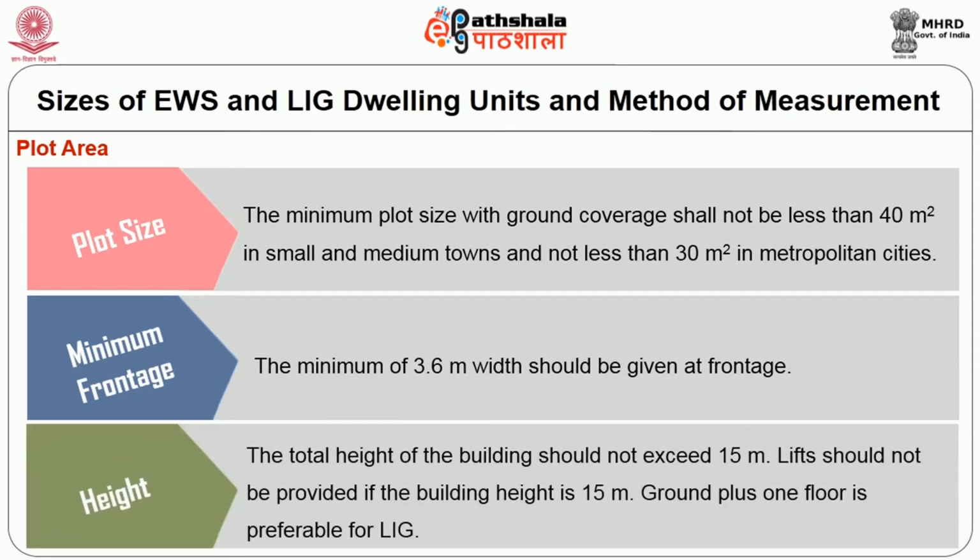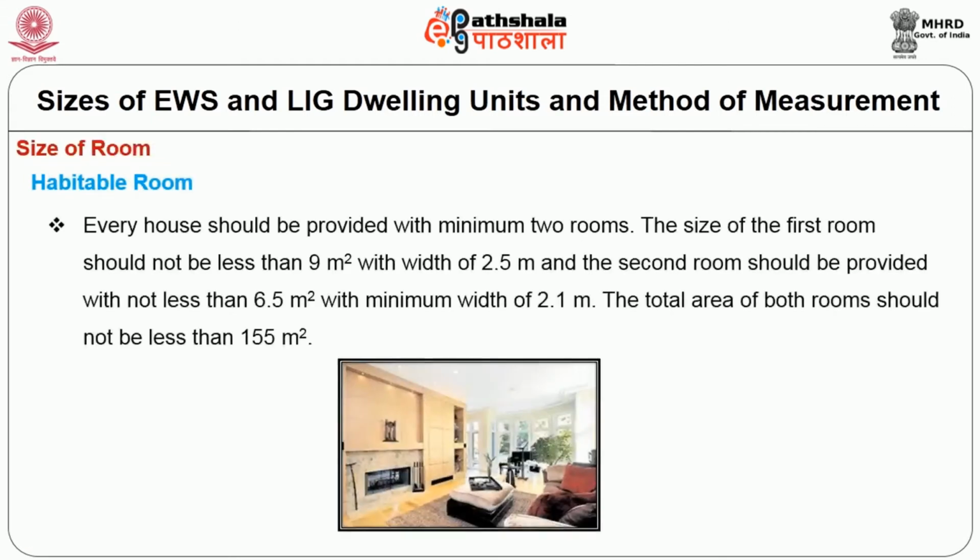The total height of the building should not exceed 15 meters. A lift should not be provided if the building height is 15 meters. Ground plus one floor is preferable for LIG. Size of room, habitable room. Every house should be provided with a minimum of 2 rooms. The size of the first room should not be less than 9 meters squared with a width of 2.5 meters, and the second room should be not less than 6.5 meters squared with a minimum width of 2.1 meters. The total area of both rooms should not be less than 15.5 meters square.